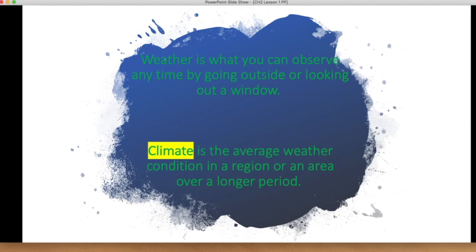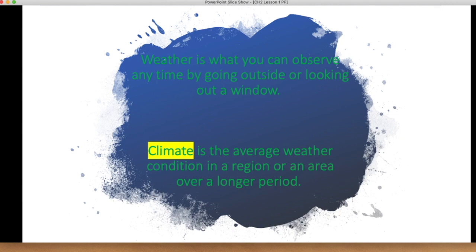Okay. Weather is what you can observe anytime by going outside or looking out a window. So on a day-to-day basis, we usually talk about the weather. You can look outside and see what the weather looks like at the time, right? Okay. Climate is the average weather condition in a region or an area over a long period of time.